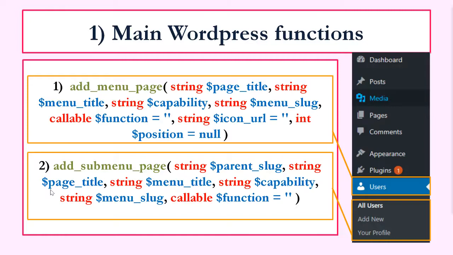Again, we continue with the page title, which is the same, the menu title, which is the same, and capabilities, which is the same. The menu slug is again the unique name that we assign our submenu page, and then the function, which is again something that we will create later that will tell us what will be on the submenu page.